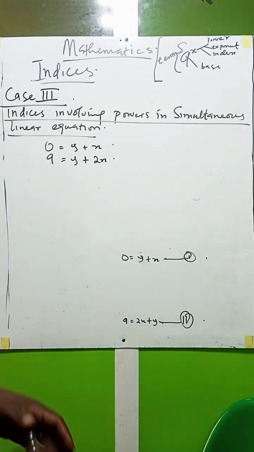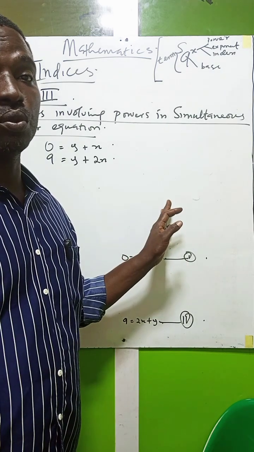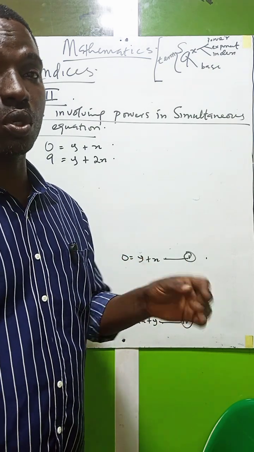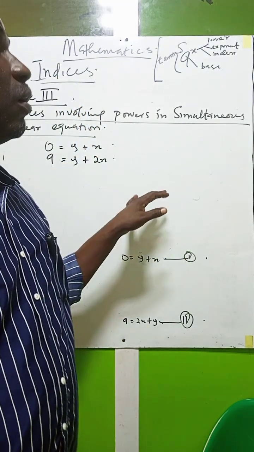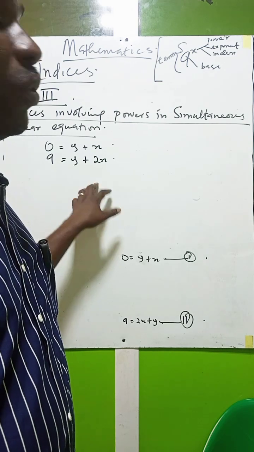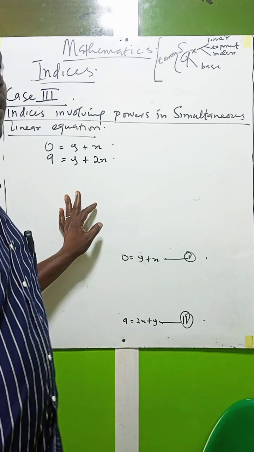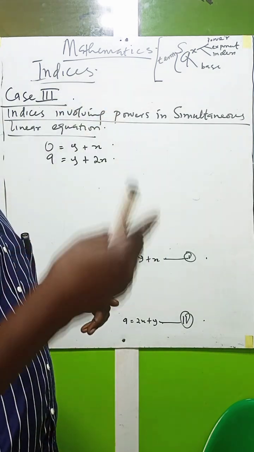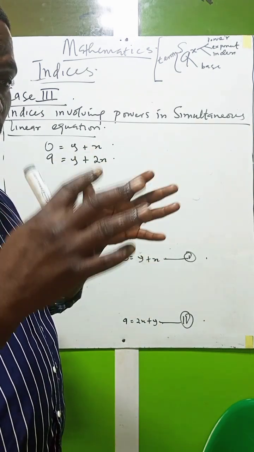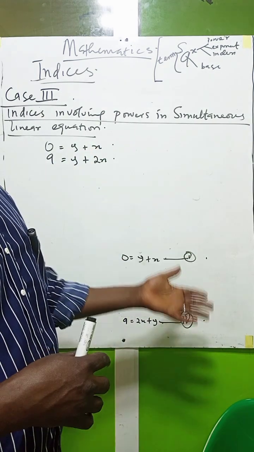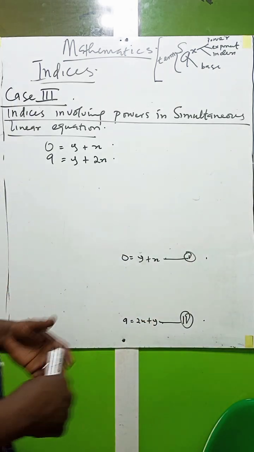So in simultaneous equations, we have two methods of solution. It is either we do it by substitution method. Substitution method is when we make one of the variables the subject of the formula, then we substitute it into the second equation. We impute the value of it into the second equation and we solve from there. But most times I prefer elimination method.